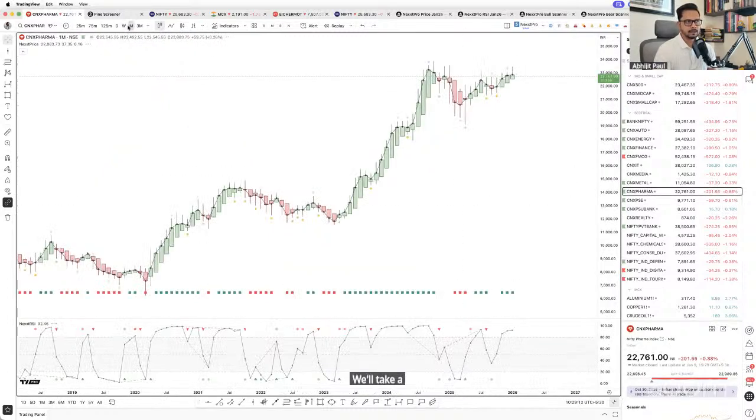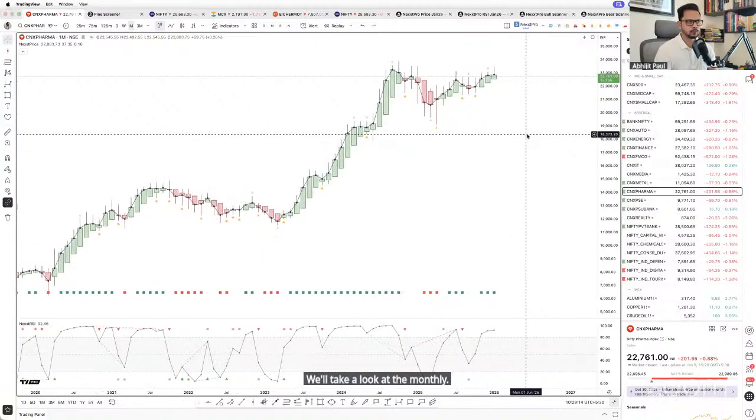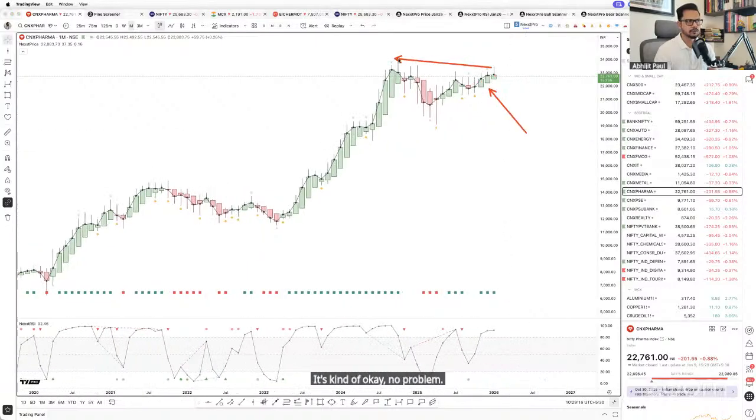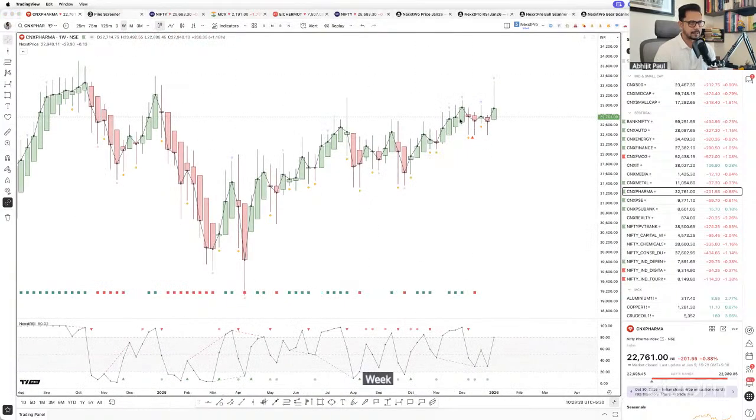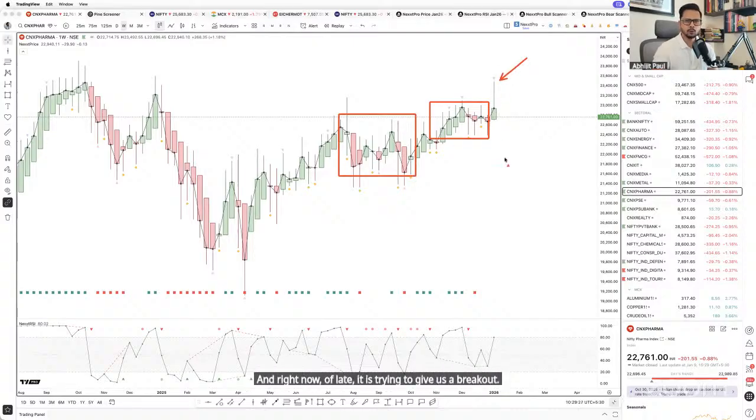We'll take a look at the monthly. It's kind of okay, no problem. Closing in, trying to inch back to its all-time high. Weekly, we can see that it has been particularly choppy. And right now, off late, it is trying to give us a breakout. I'm not going to go to daily.